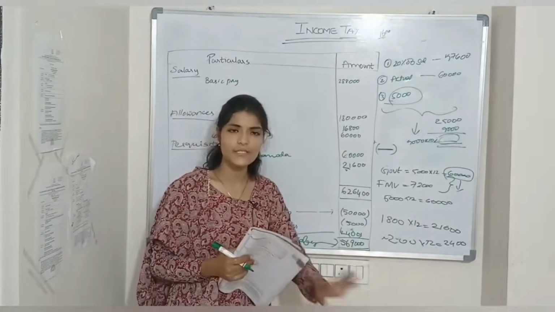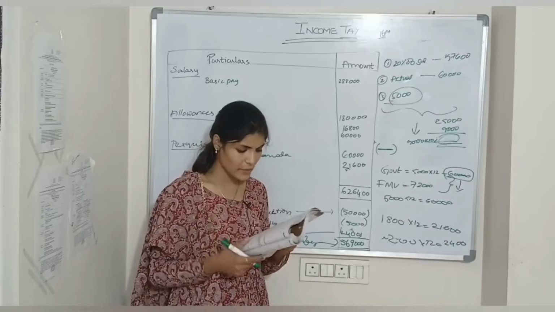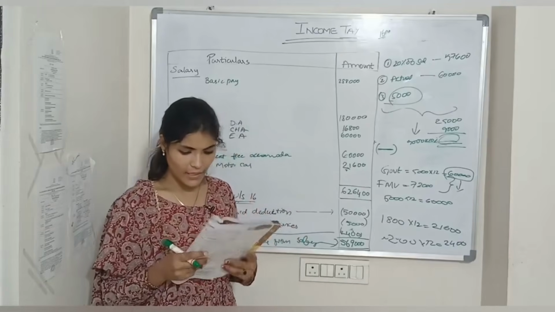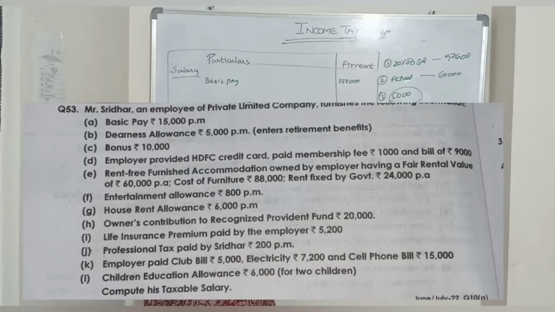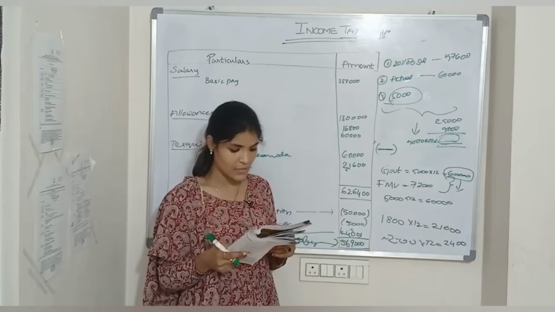10% depreciation is default. Okay, default 10% you should put. Okay? Next another question. Mr. Sridhar, an employee of a private limited company, basic pay, dearness allowance, bonus.